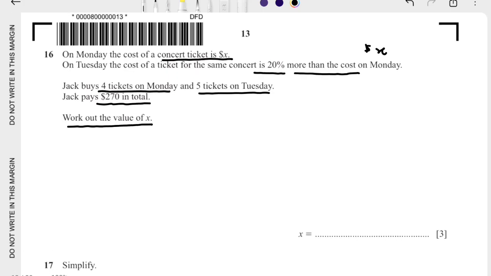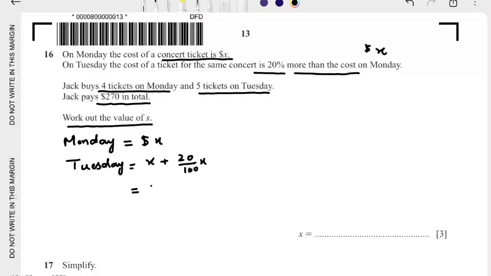So the cost of a ticket on Monday is $X. On Tuesday there is an increase of 20%. So it would be X plus 20 over 100 into X. So it will be X plus, 0 will cut by 0, 0.2x, and it would be 1.2x dollars. So this would be the cost on Tuesday as there is an increase of 20%.